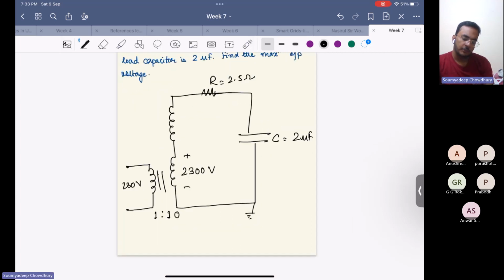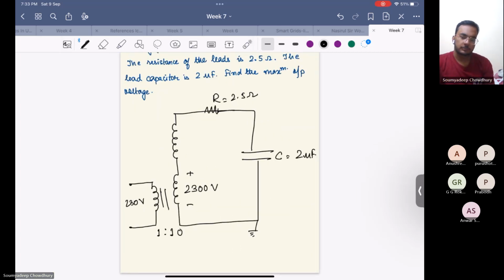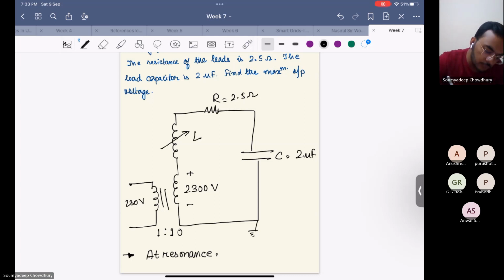How did you proceed, Mr. Anwar? Can you tell? So we have to make it a series resonance. Yes. So what is missing here? First, what do we need to find? L. L we have to find.